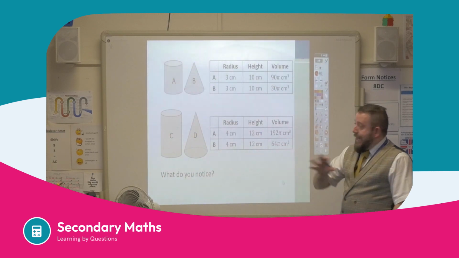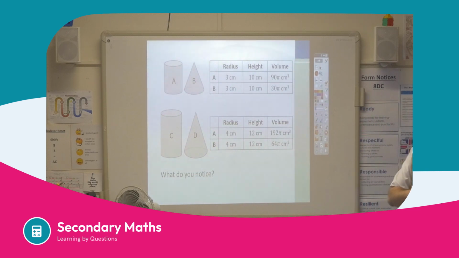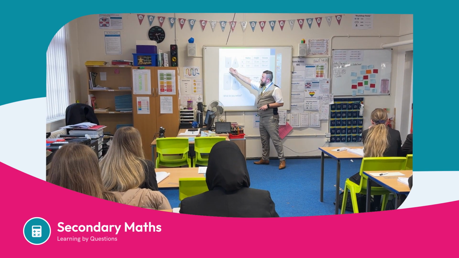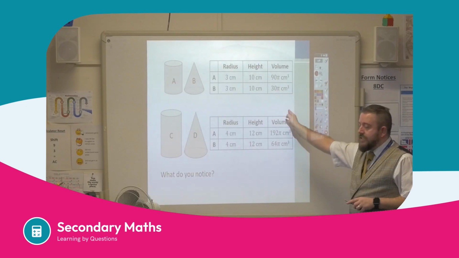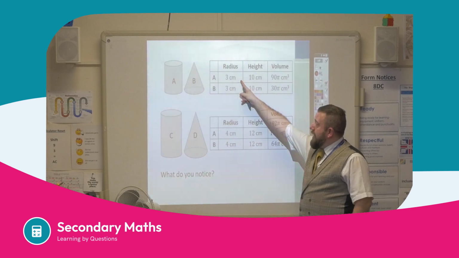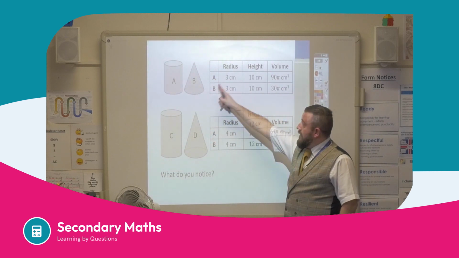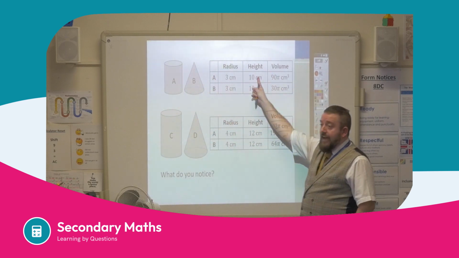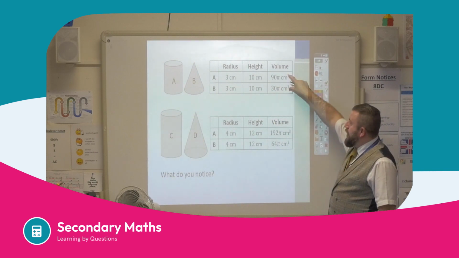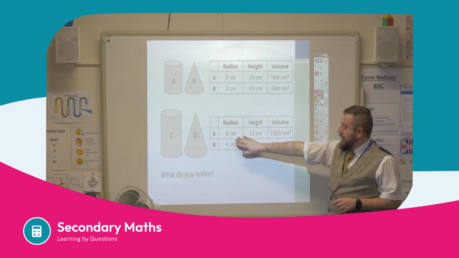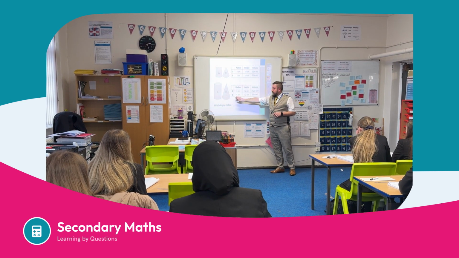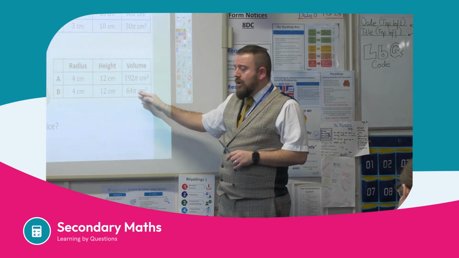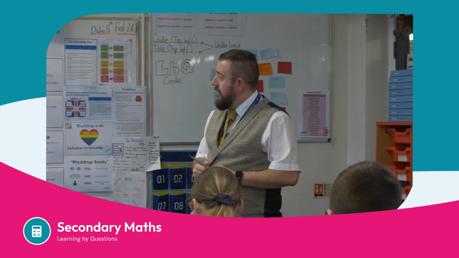Okay. Right, moving on to cones now. So we've looked at cylinders, but what I want to do is give your attention to this. If the radius of this cylinder is 3, and the radius of the cone is 3, and the height is 10 for both of them, what do you notice about these? Same with this one. If the radius of this cylinder is 4, and the radius of this cone is 4, and the heights are the same, put your hands up when you've seen what happens with the volume.